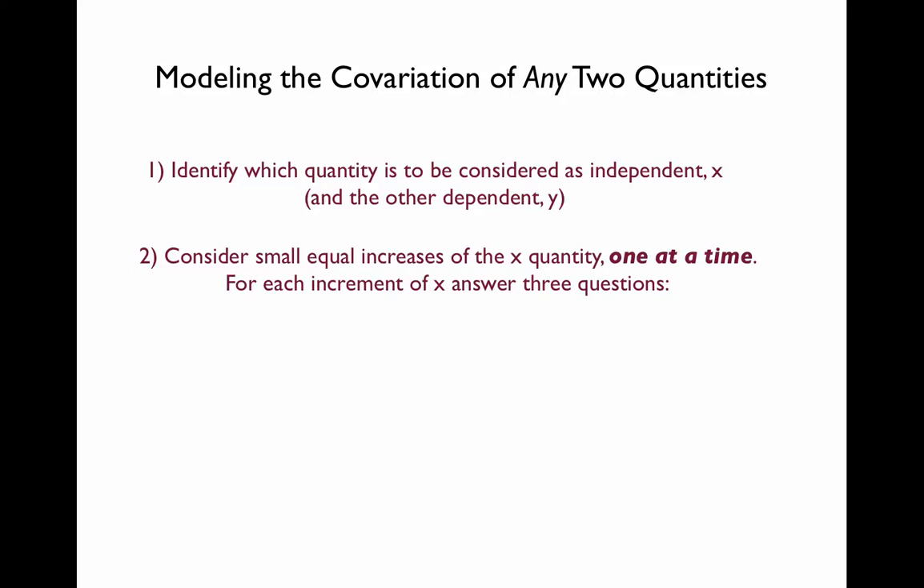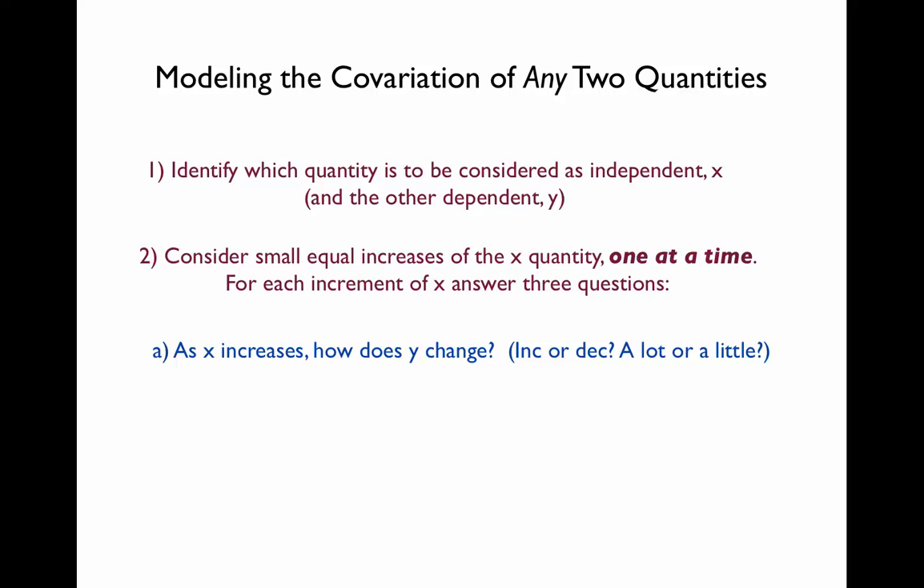And then here's what we're going to do. We're going to consider small equal increases of that independent quantity, the x quantity, and we're going to consider them one at a time. And for each increment of x, we're going to answer 3 questions. So we're going to look at these small changes in x, and we're going to then investigate what happens with y. So the first question we're going to ask is, as x increases by these small amounts, just simply what does y do? Does it increase? Does it decrease? Does it increase a lot? Does it increase a little? Okay? So that's the easy first question.